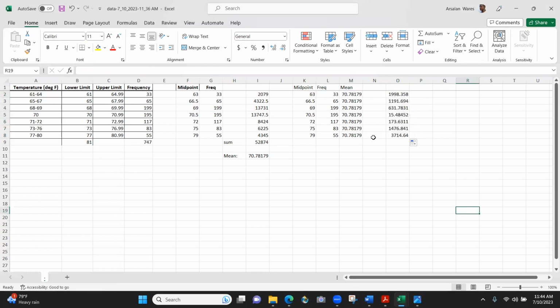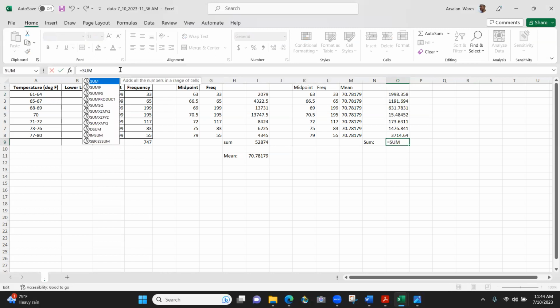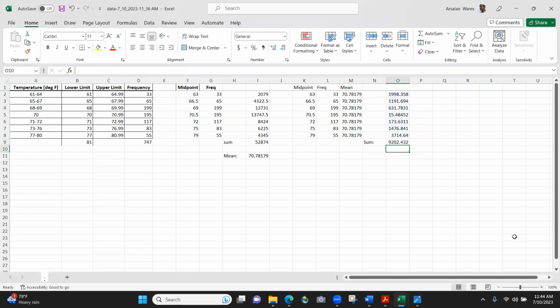Now, I'm going to find the sum. I'm going to write sum here of this column. I'm going to do it as follows. All right, I found the sum. I'm going to divide it by 747 minus 1 here. I'm finding the standard deviation. So I'm going to take the same thing, sample standard deviation.